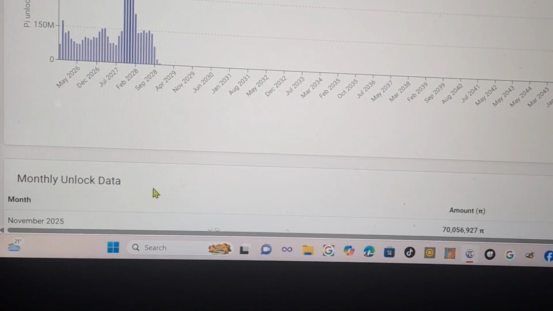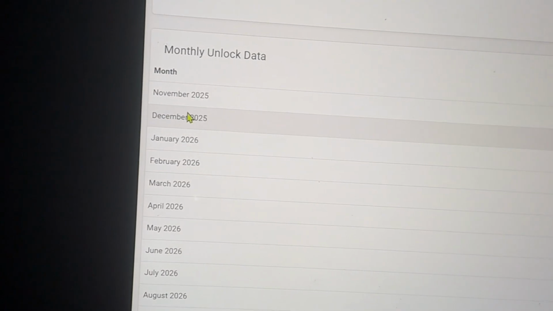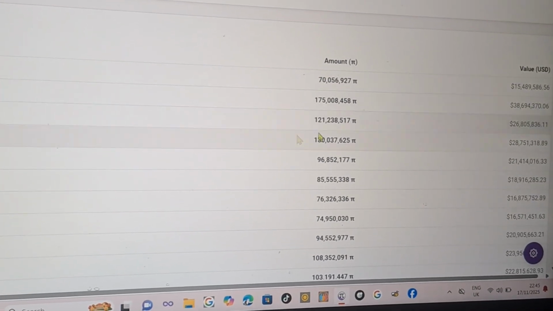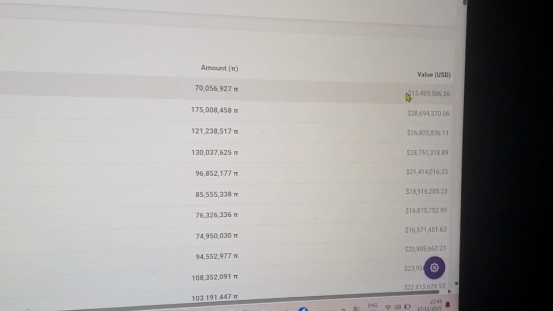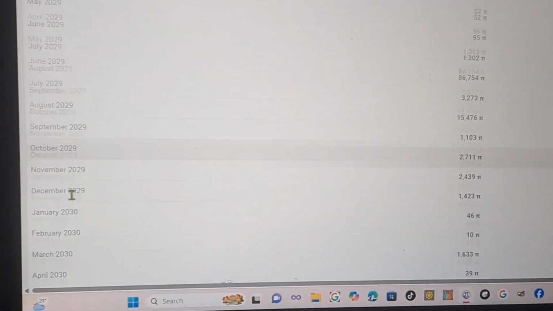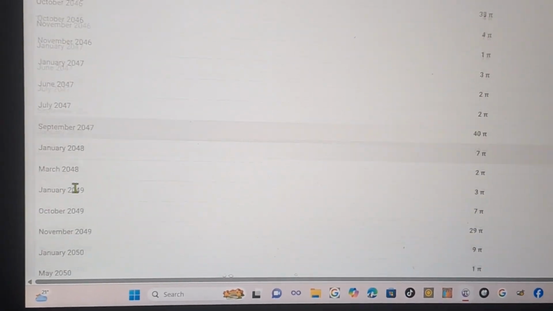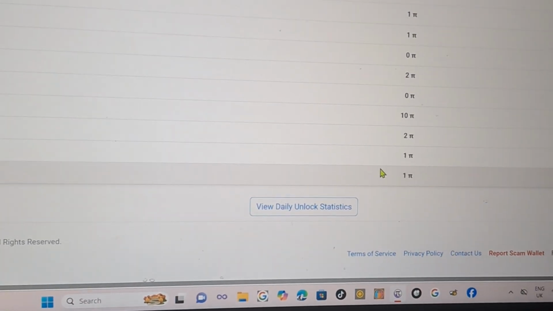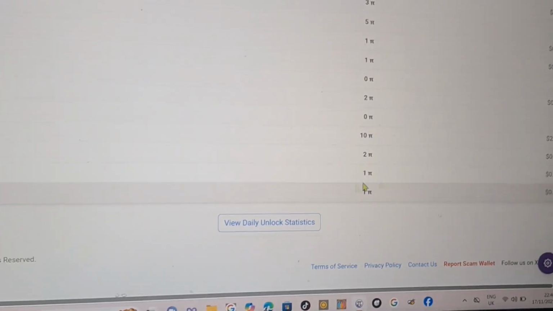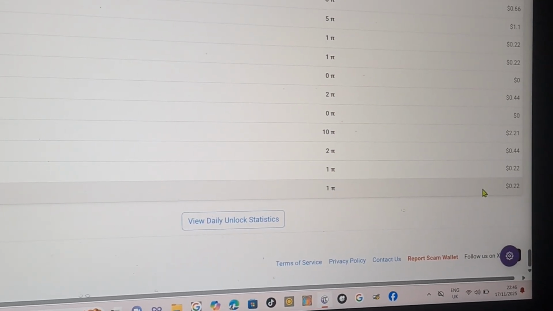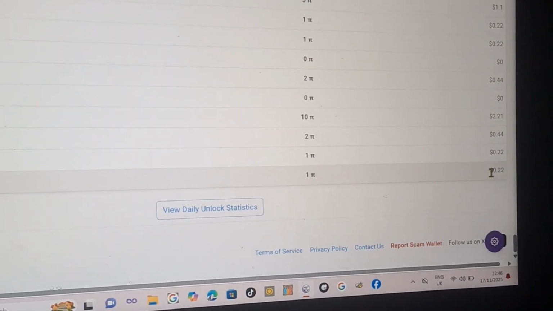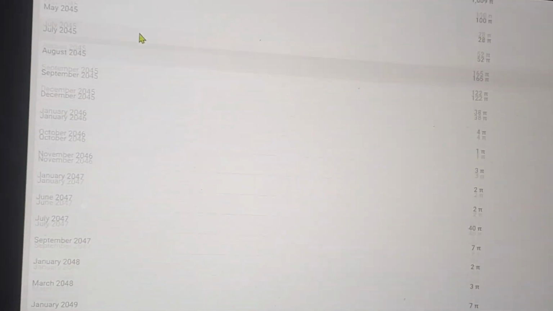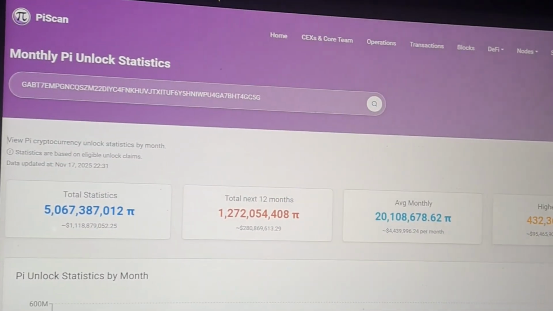So this is the monthly unlock data. You can see, like now it is November 2025. This is the amount that is supposed to unlock by the end of this month, and that is the value all the way down. So this one goes up to the year 9999. So if you will be alive, or I don't know who will be alive by that year to receive their Pi distribution. So these are the months up to that time.